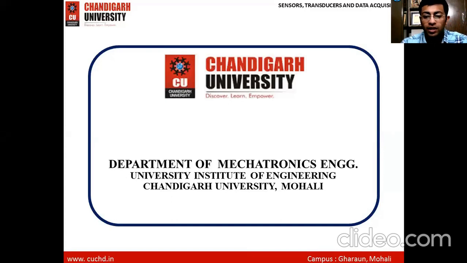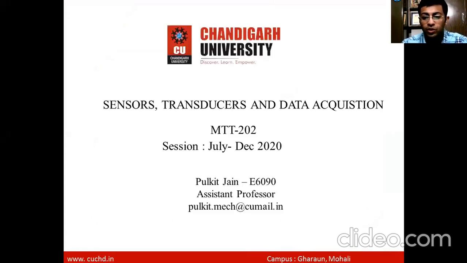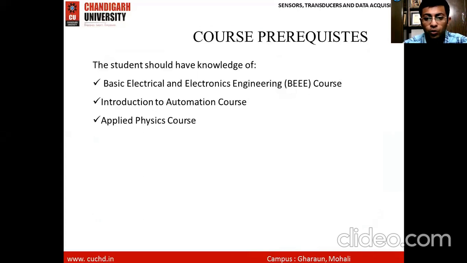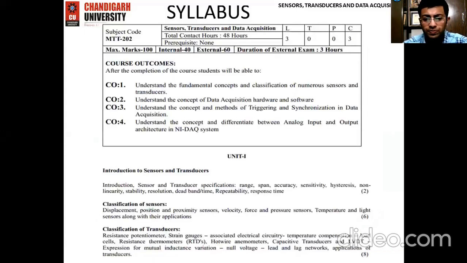Okay. So this is the course with the subject code MTT202. Myself, Pulkit Jain, I will be teaching this subject. Course prerequisites: in your first and second semesters, you have studied the subjects BEEE and Introduction to Automation, as well as Physics. So basic knowledge of that will be required in this subject. I will be revising those concepts if they are used at a particular stage in sensors.